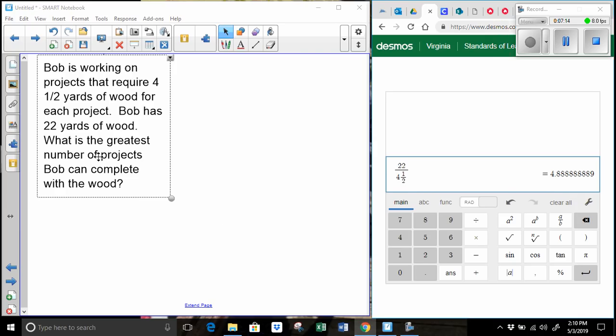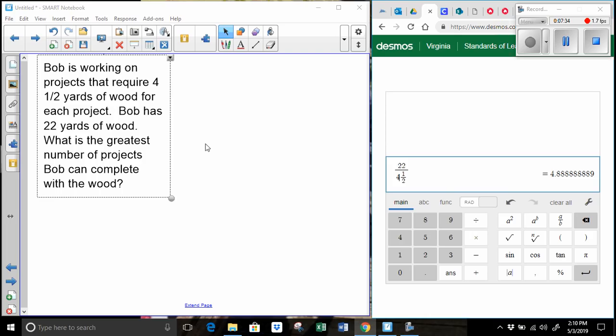Now it's saying, what's the greatest number of projects Bob can complete with the wood? Well, if you're looking, 4 is the whole number, and then he's going to have some wood left over, which we cannot create another whole project. So we can't even round this up. The most amount of projects that he could make is 4. So our answer would be 4.